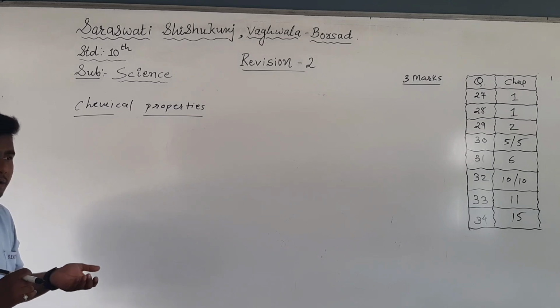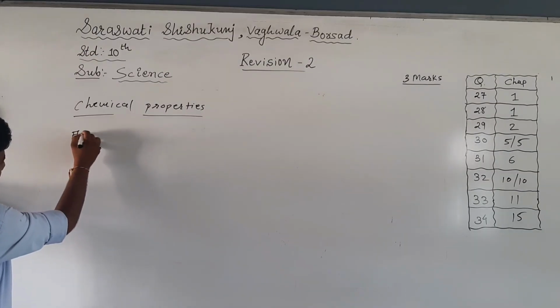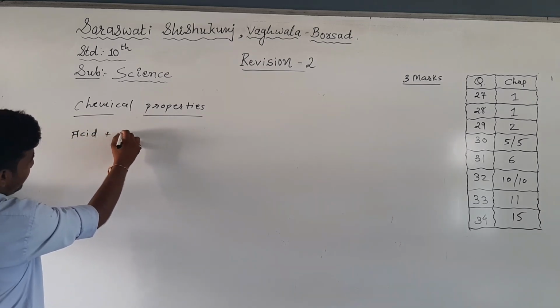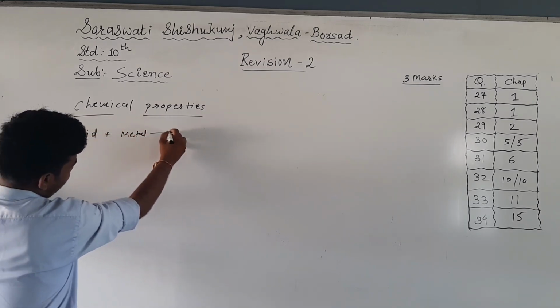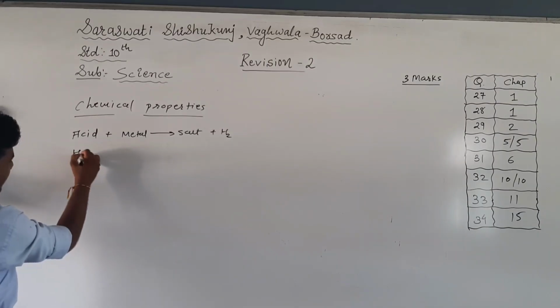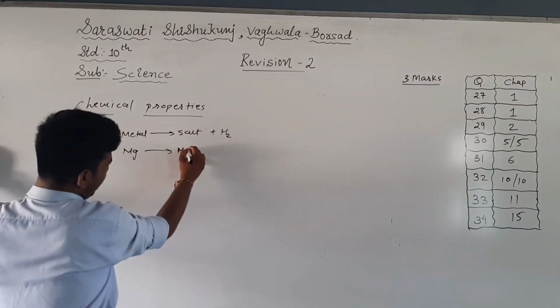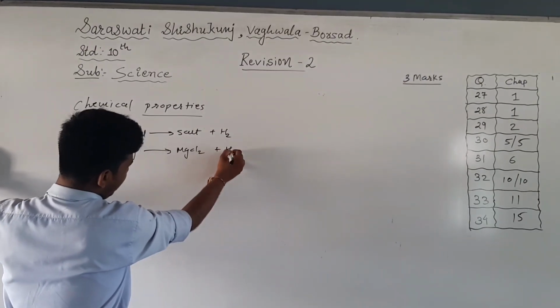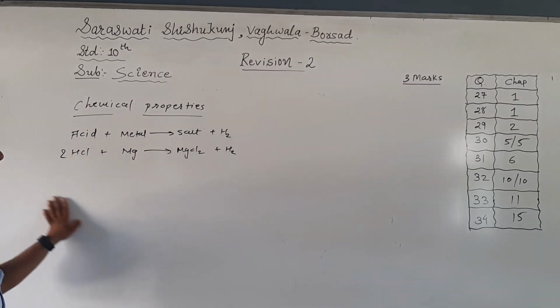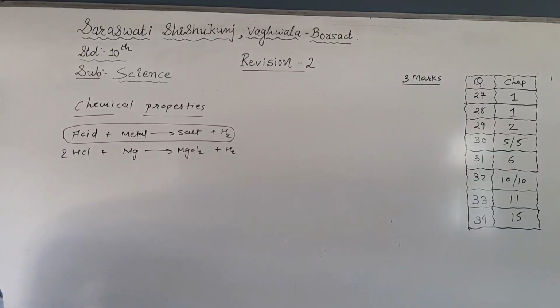The rest you have there in your videos and the worksheet, so you can go through it. Suppose we talk about acid: acid plus metal, as we know, gives us salt and hydrogen gas. If we take HCl plus a metal, say Mg, we get MgCl2 plus H2. It's very necessary to balance the chemical equation. So this can be our chemical property, right?